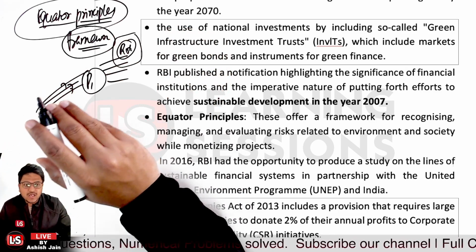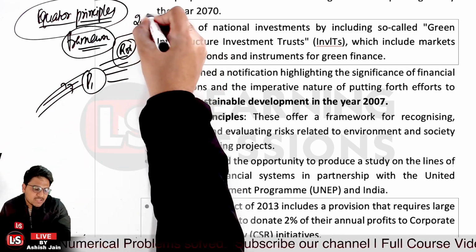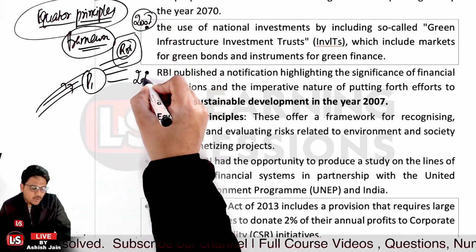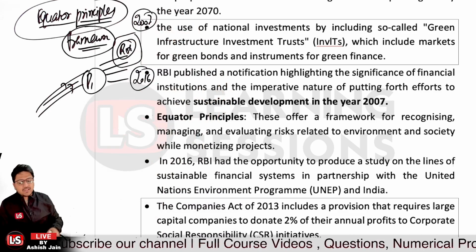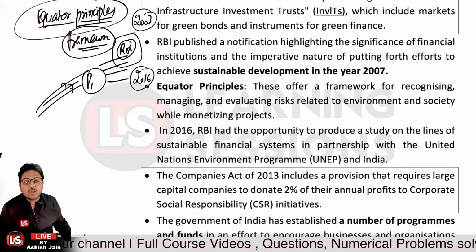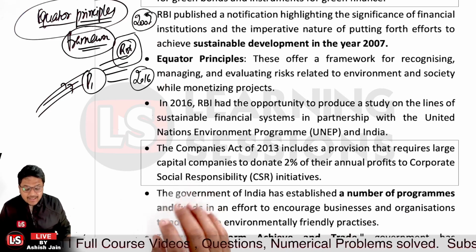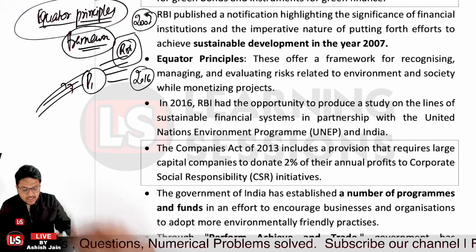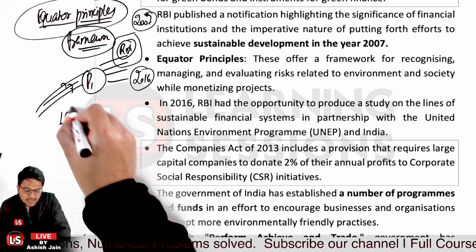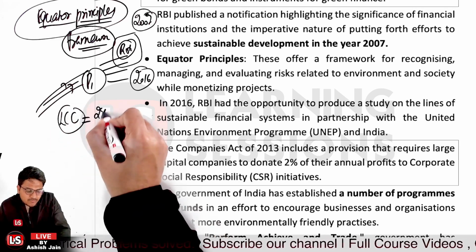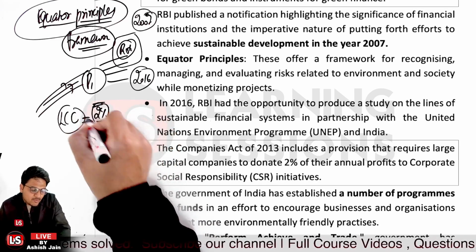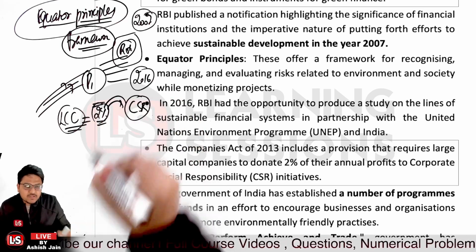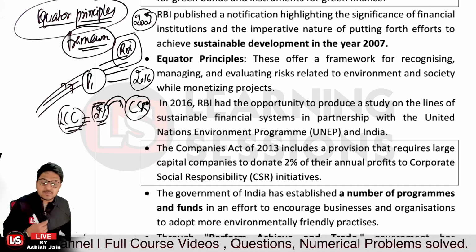Okay, so RBI gave a notification in 2007 related to the Equator Principle. In 2016, RBI published a note along with UNEP. Further, related to the Companies Act of 2013, I already told you there is a mandatory provision that requires large capital companies to donate 2% of their annual profits. So let's say there is a large capital company: 2% of its annual profit must be invested as CSR, that is corporate social responsibility, for those particular initiatives, right?